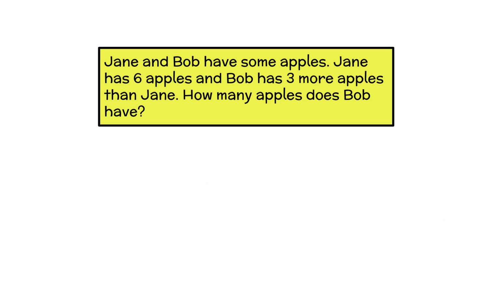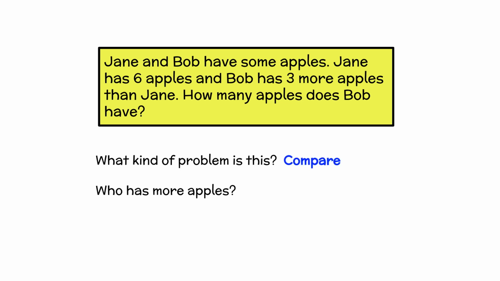Here's another example. Jane and Bob have some apples. Jane has 6 apples, and Bob has 3 more apples than Jane. How many apples does Bob have? Ask the question, what kind of problem is this? This is a compare problem because it has the word than. Who has more apples? In the word problem, it says Bob has 3 more apples than Jane. How many more apples does Bob have than Jane? Bob has 3 more apples than Jane.